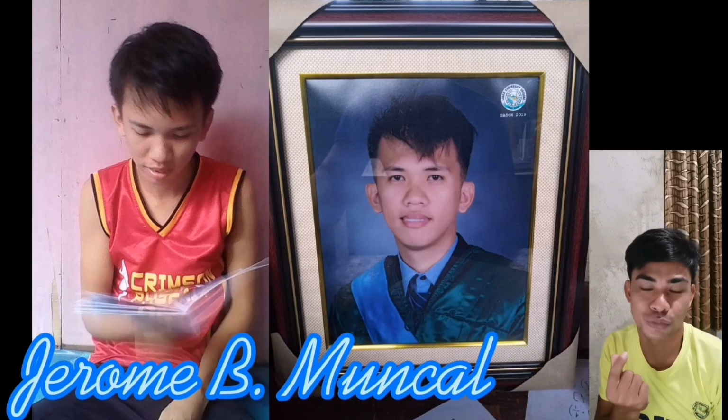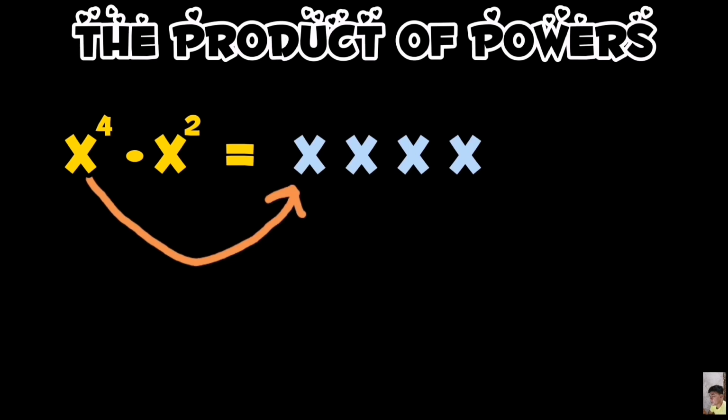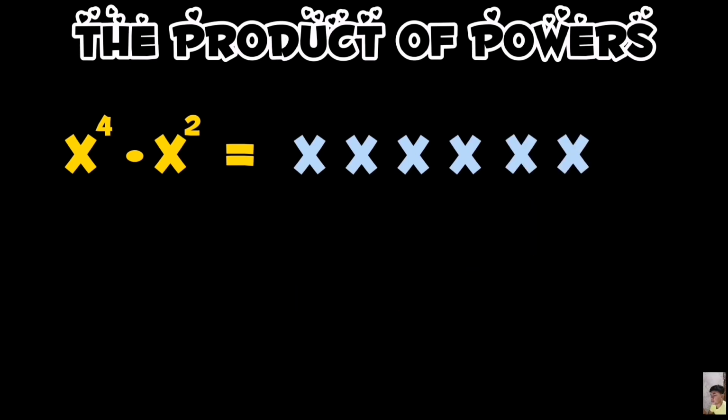Salamat. Now, the first law that we will have is the product of powers. Say we have any number x raised to 4 multiplied by x raised to 2. What do we get? Now, by expanding this expression, we get x times x times x times x for the first given power and x times x for the second. If we count the number of x's, we have 6 and therefore the answer to this problem is x raised to 6. And that is by counting.